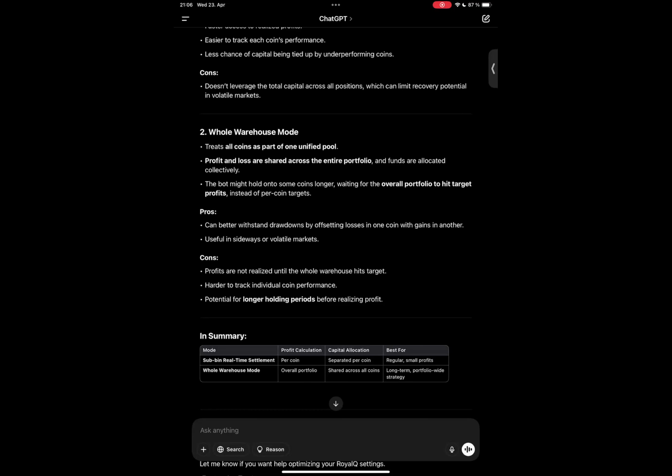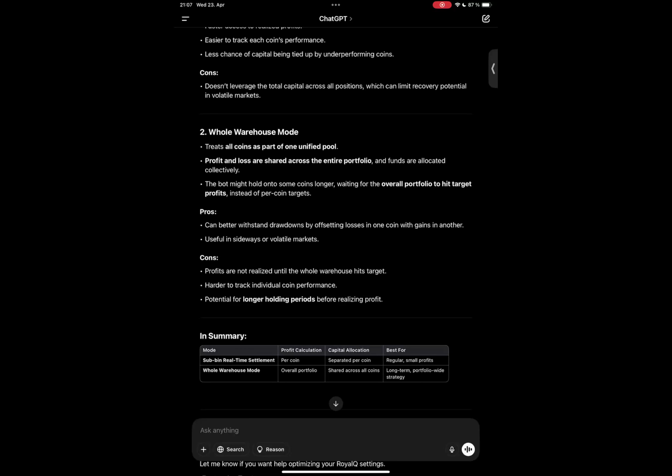But if you know you'll be opening more margin calls, you'll be pumping in more money, it's not advisable to use whole warehouse mode because if you are supposed to make profit, you won't. It will wait until everything you've bought is in overall profit before it will sell all. But with sub bin real time settlement, even in the dip, even if you're on floating loss, you still will be making some profits. Okay, so that's the difference.